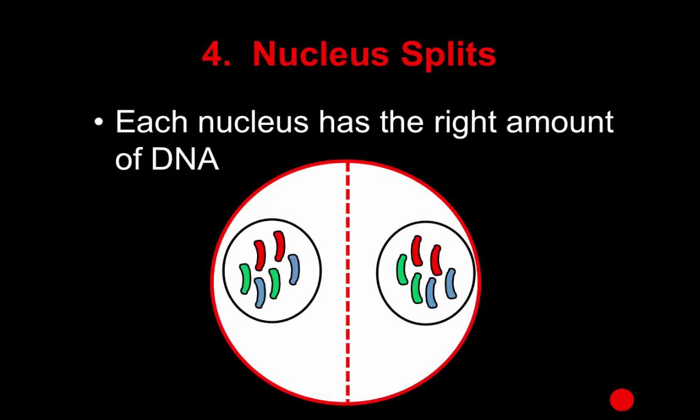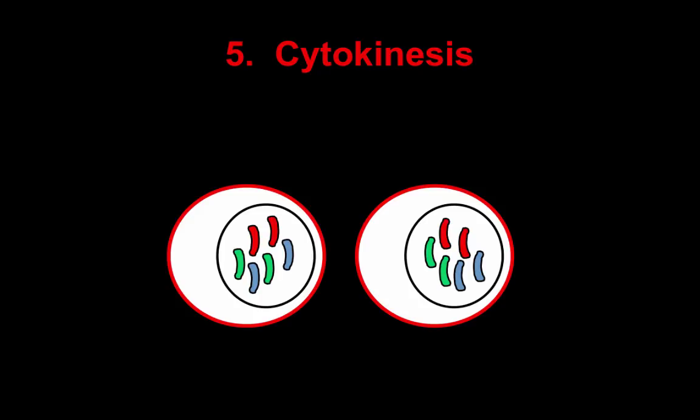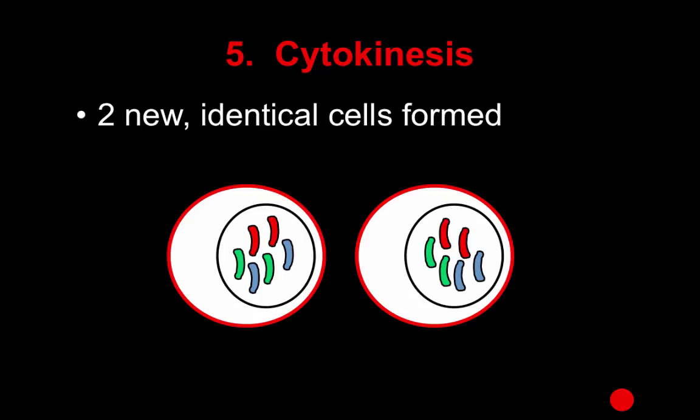Then the nucleus is going to reform. The cell is going to split in cytokinesis. And we now have two new identical cells. One of the key things to keep in mind with the fact that these are identical is that there's no variation that occurs. So in asexual reproduction, we don't get any genetic variation or diversity.